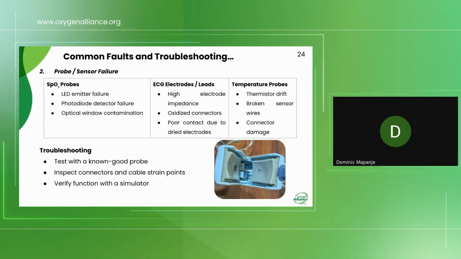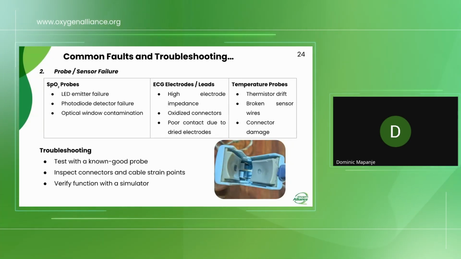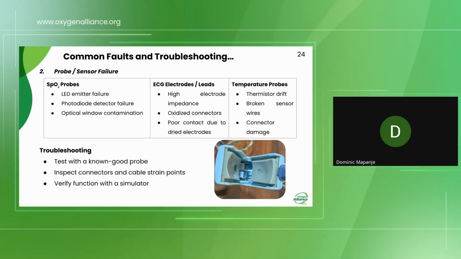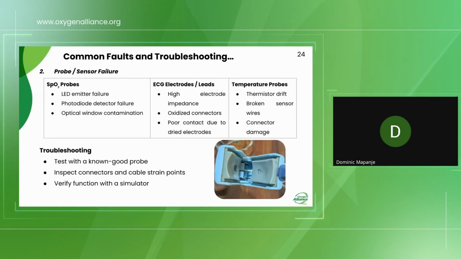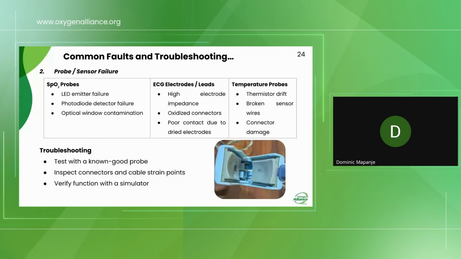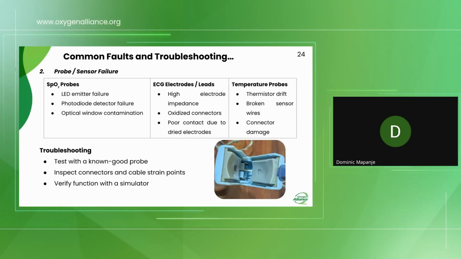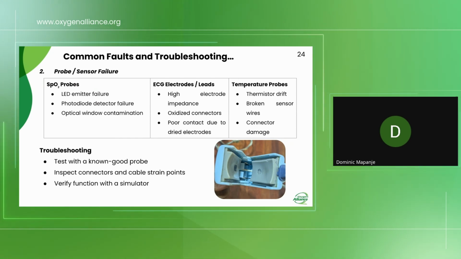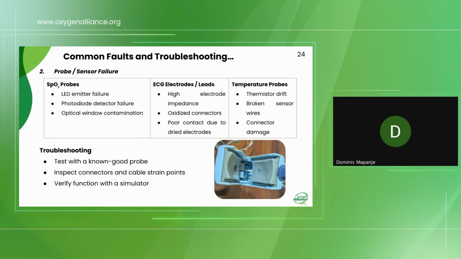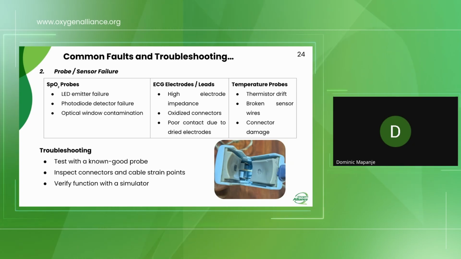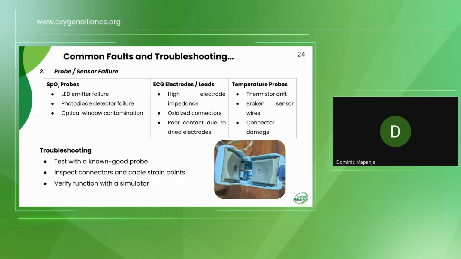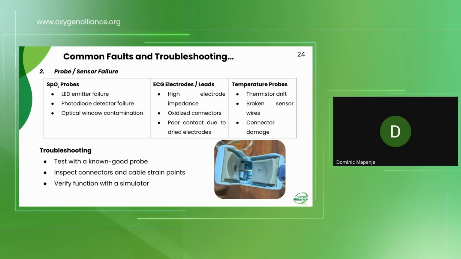It can be broken sensor wires or connector damage as well. Connector damage can happen for all these probes or sensors: the SpO2 probes, temperature probes, or the CO2, carbon dioxide probe. So how do you troubleshoot this? You test with a known good probe. That is actually a good way of doing it, so you know that the probe which was not working has the problem, and it's not the monitor itself. You inspect the connector cables and the strain points, if there are any, and you can also verify the simulation.